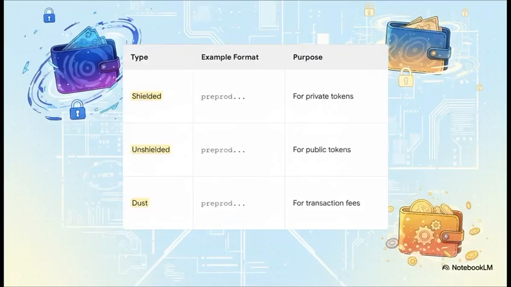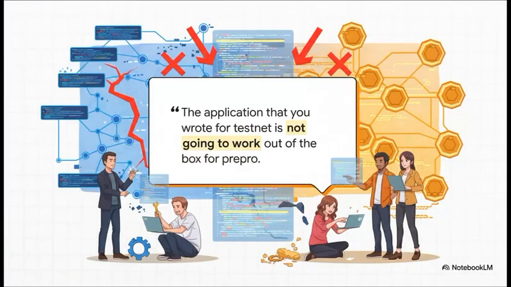Another really big update is the introduction of 3 totally distinct address types, and you'll see they're all prefixed with pre-prod. Your wallet will now have to manage separate addresses for your shielded private tokens, your unshielded public ones, and this new dust token, which is used only for transaction fees. It's really important to let this sink in. This is not some simple config switch. These are what we call breaking changes. You have to actively go into your existing code and make modifications to get it to work with all the new libraries and APIs.